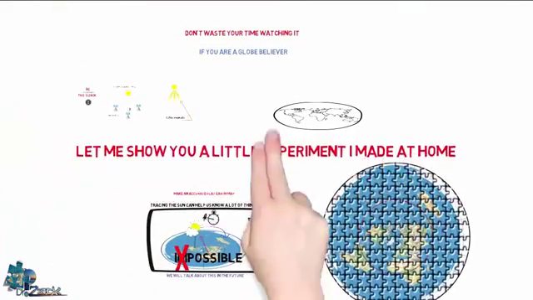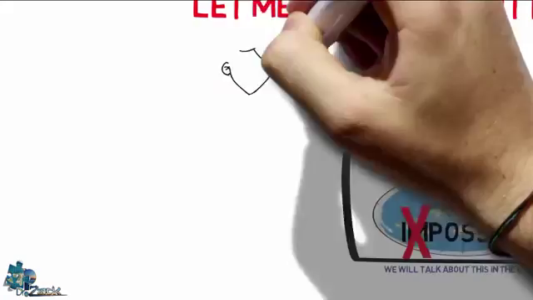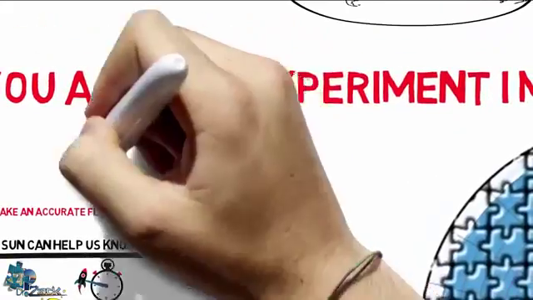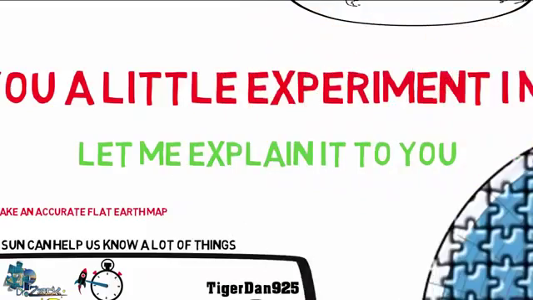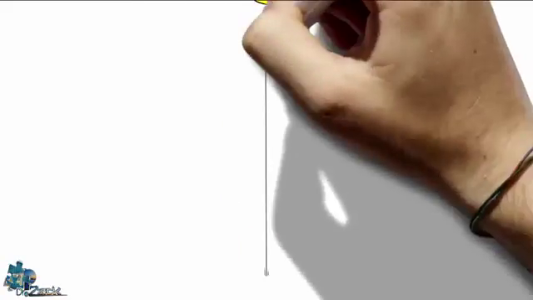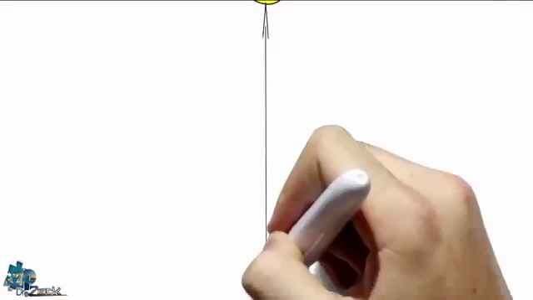Now, to cut to the chase, let me show you a little experiment I made at home to make sure that my idea really works. But before I show you the real experiment, let me explain it to you. What I did was measure the distance between the lamp and the ground using the elevation angles of 3 points and also the distances between them.